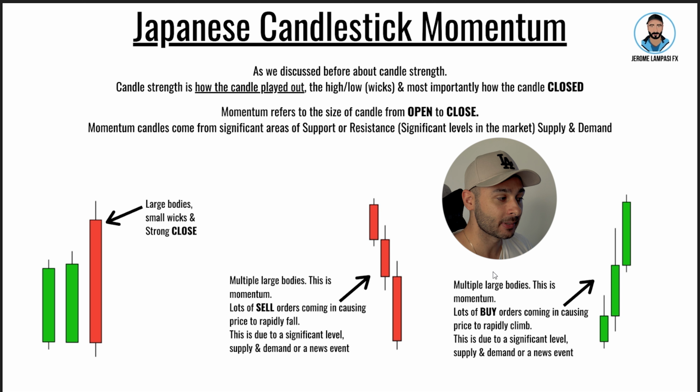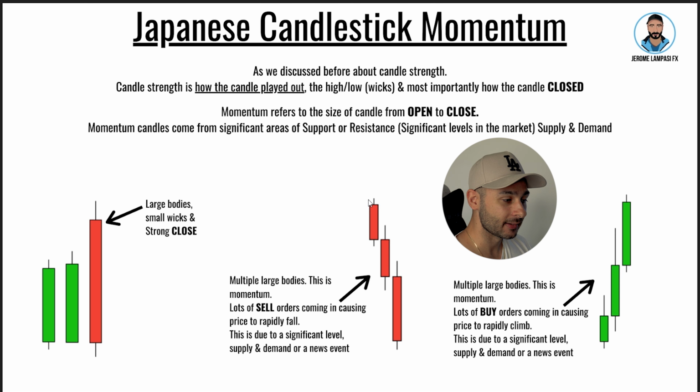Momentum candles come from significant areas of support or resistance, significant levels in the market, supply and demand, where sellers are really interested and buyers are really interested at this level. So large bodies, small wicks, and a strong close. You can see massive candles, and we'll go through some examples once again in the market to show you where these candles can come from. Like I was saying, support, resistance, supply and demand zones where there are lots of orders.